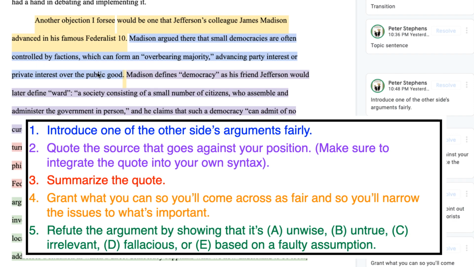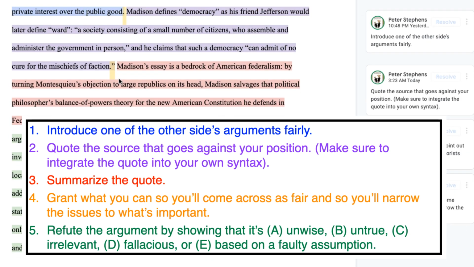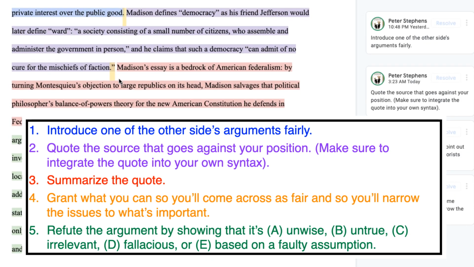And, by the way, a faction is something like a political party. And then I'm going to, in my purple language, quote the source that goes against my position. And I'm making sure to integrate the quote into my own syntax. Madison defines democracy as his friend Jefferson would later define a ward, a society consisting of a small number of citizens who assemble and administer the government in person. And he claims that such a democracy can admit of no cure for the mischiefs of faction. So there's some bad news for me, apparently.